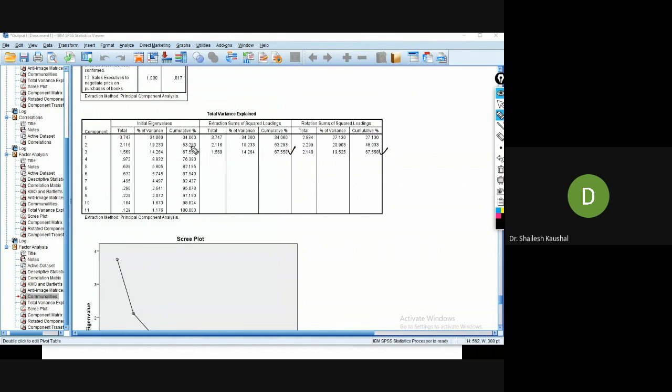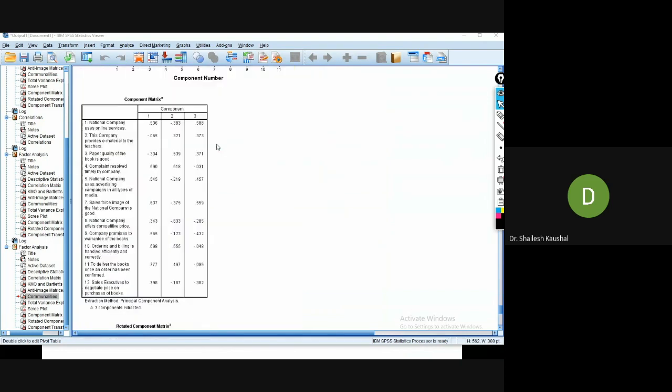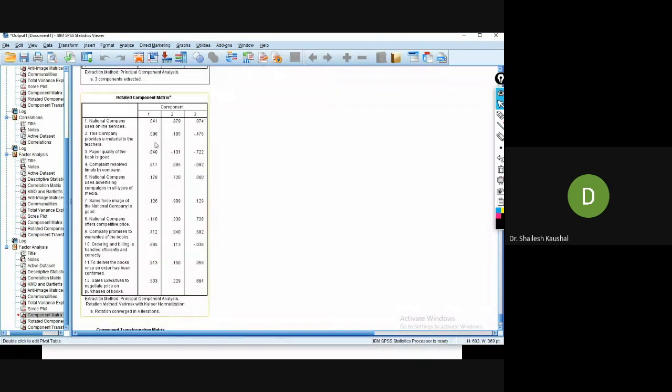Okay. Now what is the purpose of this? What is the meaning of 3.747? How did this value come? So I am taking the unrotated. It's an unrotated matrix, and this one is rotated. Rotation sum of square loading. So there are two matrices: this is the component matrix unrotated, and another is the rotated matrix.